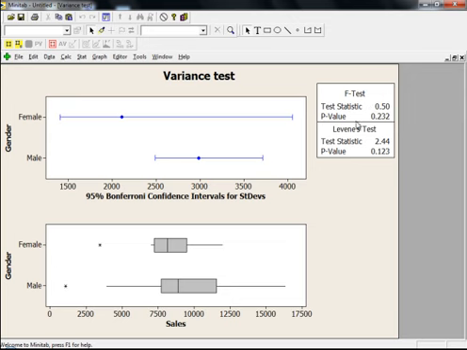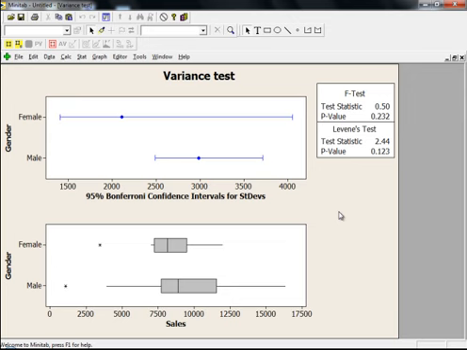At this point in time, both the p-value of the F test and Levene's test are greater than 0.05. That means you'd go with the null hypothesis. The null hypothesis says that the variances of males and females are approximately equal. That means I would say there is no significant difference in the variance of the samples.